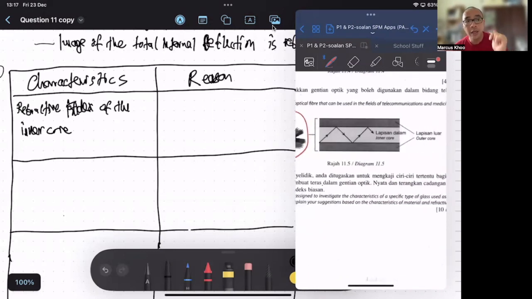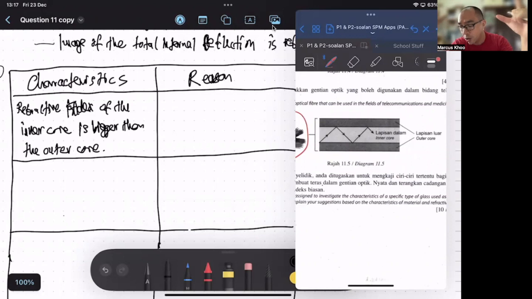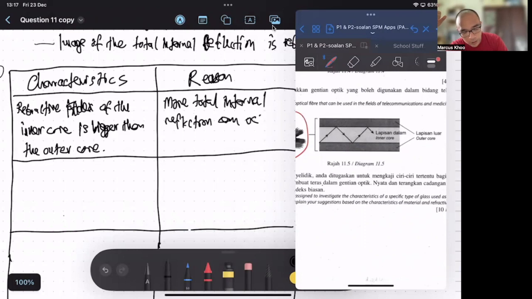The most important thing is this: the refractive index of the inner core must be bigger than the refractive index of the outer core. Some books call it layer, some books call it core. It doesn't matter. What's important is that the inner layer must have a bigger refractive index than the outer layer. The reason is very simple: so more total internal reflection can occur.